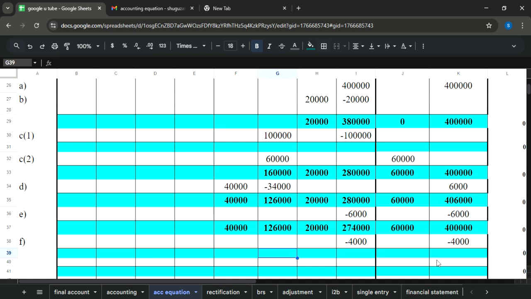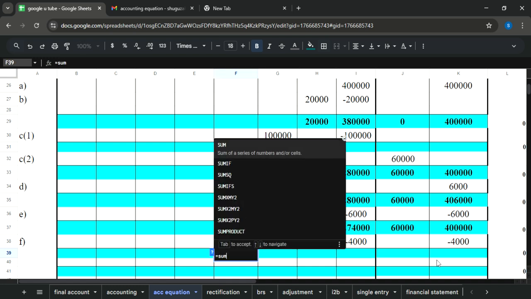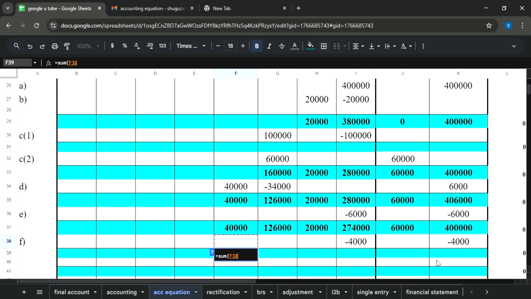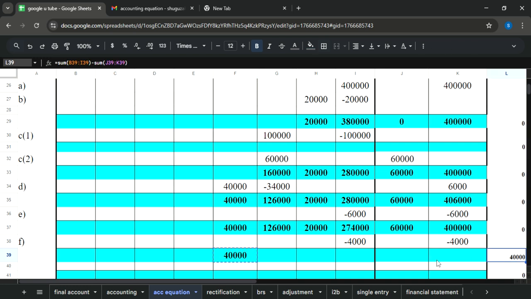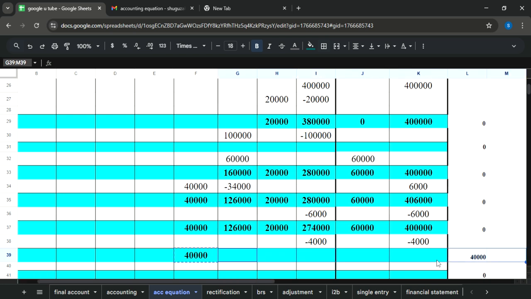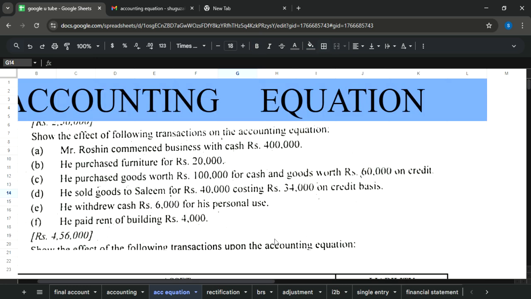After that, as usual, we will check the sums of both sides. First, you have taken sum of asset side, and in similar way you will take sum of liability as well. So all sums are completed. So this was your last entry. Please note it down. That was your last entry. It means our question has ended. So let's get the grand total.